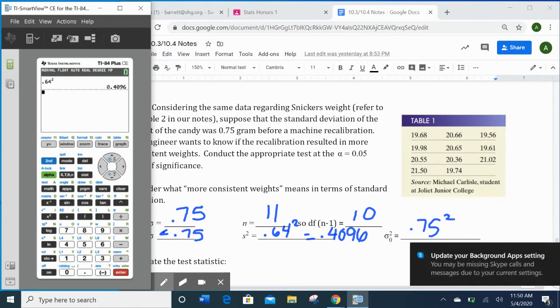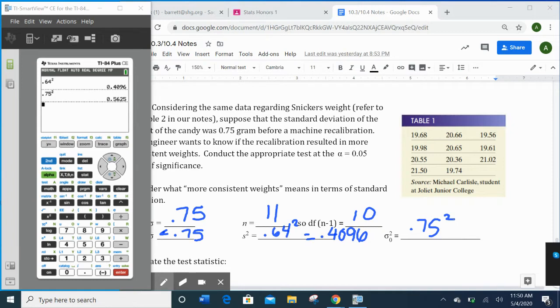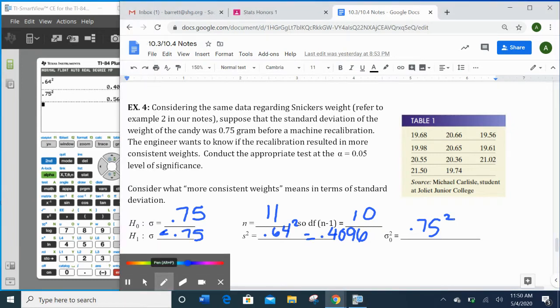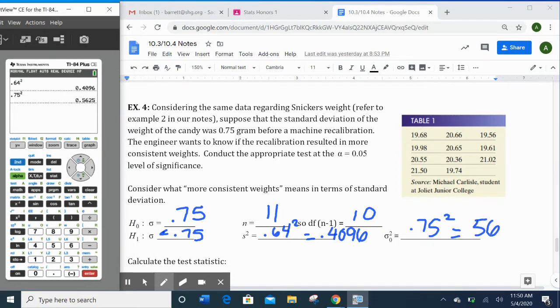So 0.75, my computer's dying. Hopefully it doesn't die on us while I'm talking here. So 0.5625.